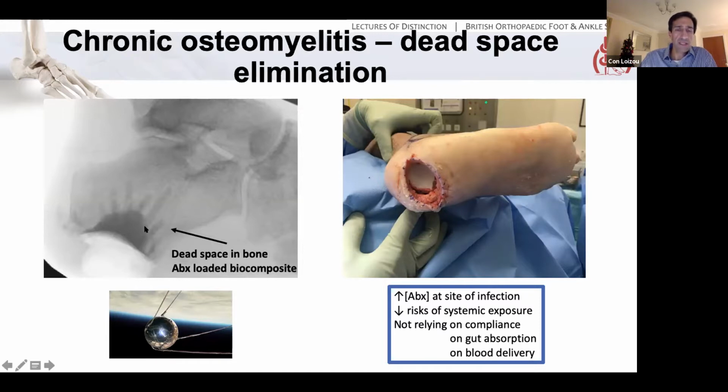And local antibiotics have had a resurgence in the management of osteomyelitis over the last few years, since they result in high antibiotic concentrations at the site of infection. They reduce the risk of systemic exposure, and especially in diabetic patients, they're not relying on compliance, on gut absorption, and on blood delivery, which can all be a problem.